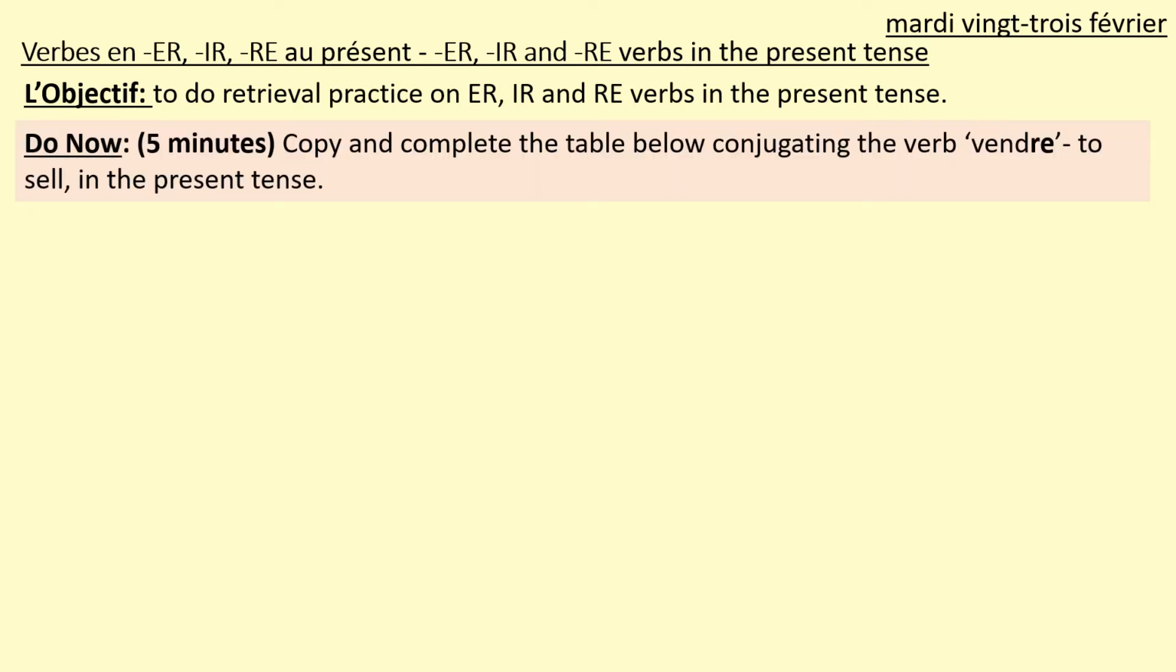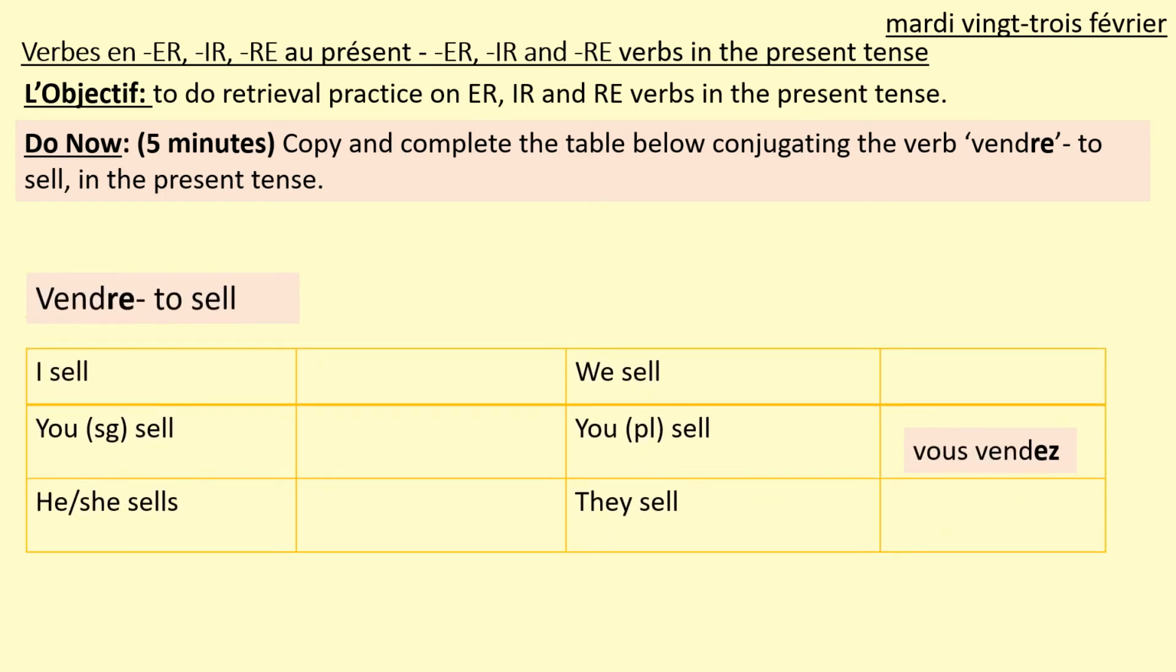Your do now activity should take about 5 minutes. I want you to copy and complete the table below, conjugating the verb vendre, to sell, in the present tense. So you're going to write I sell, you sell singular, he sells, she sells, we sell, and you have you plural sells on there, vous vendez, and then I want you to write down they sell as well. Pause to do that now, press play when you're ready to get the answers.